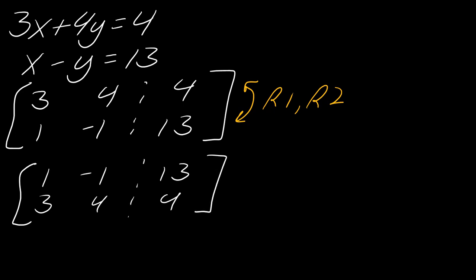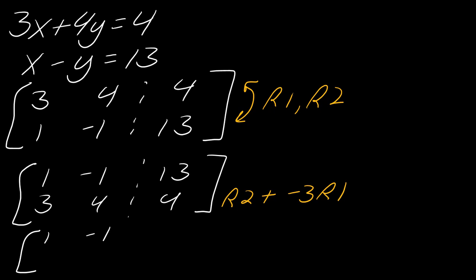Okay, so next I have the 1, so then I want to get my zeros in the rest of the column. So this says 3, so what I need to do is add -3 to it. So I'm going to take row 2 and I'm going to take row 1 and multiply that by -3. So let's write out all the work that goes into that.